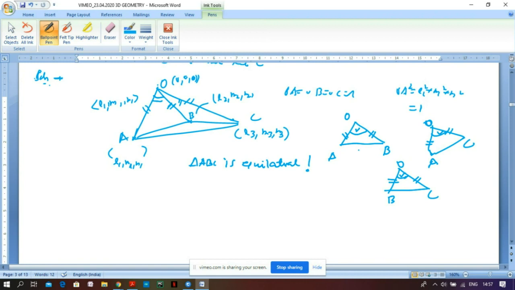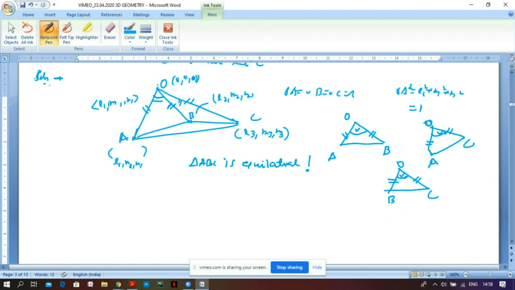Let me repeat what we got: OA and OB are equal, and the angle between OA and OB, that is AOB, equals AOC equals BOC. So these three triangles are in fact congruent, and so we are getting that AB equals BC equals CA, and so the triangle is equilateral.